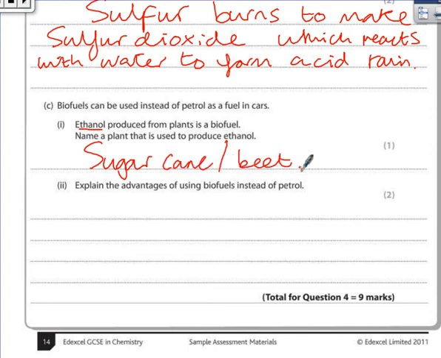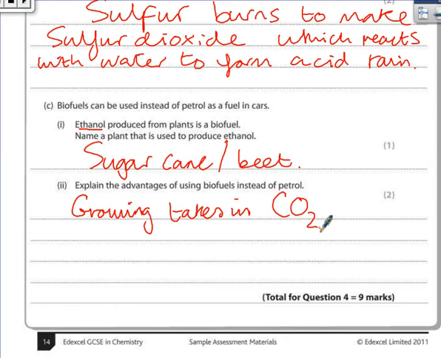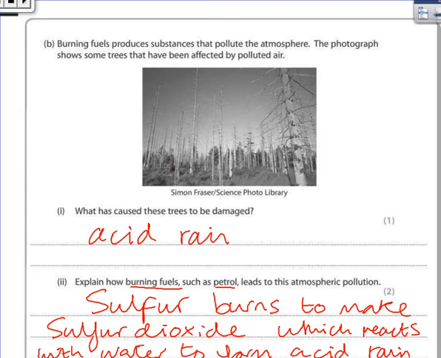Explain the advantages of using biofuels instead of petrol. Growing these plants takes in CO2, carbon dioxide. What other advantages do we have of using biofuels? They are renewable. That's the other main one. We can grow them again. It only takes a year. It doesn't take millions of years like fossil fuels, so they're renewable. We can get those back.